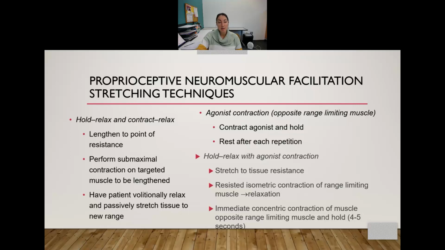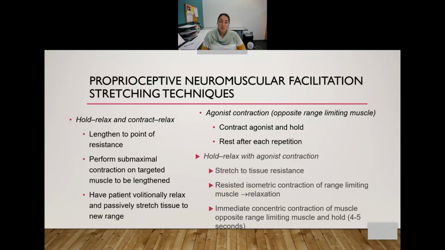Some of the techniques you can use are the hold-relax and contract-relax techniques. So you push the patient to the point of resistance, and then they do a slight contraction against you, and then you push them farther once they relax. That was kind of what we talked about earlier. I've done that with hamstrings. I find it to be pretty useful in stretching people's hamstrings.